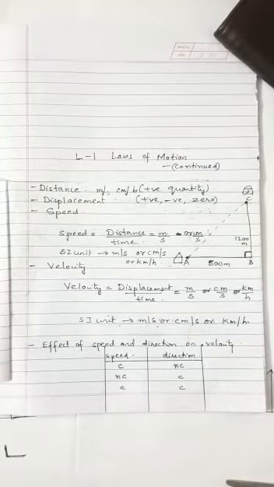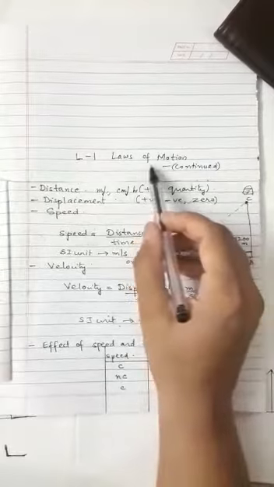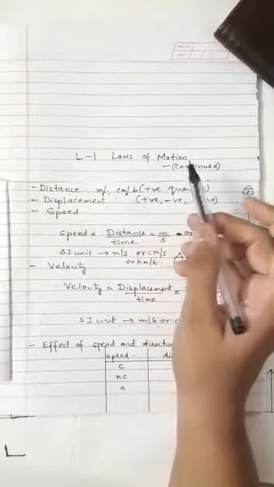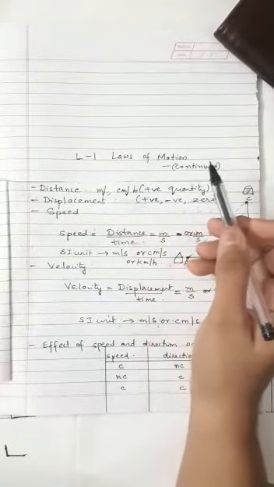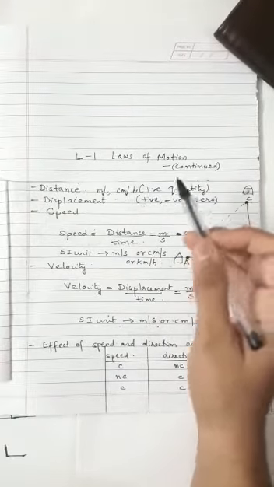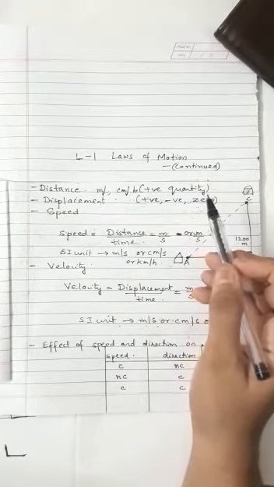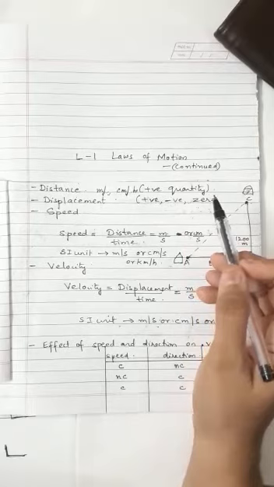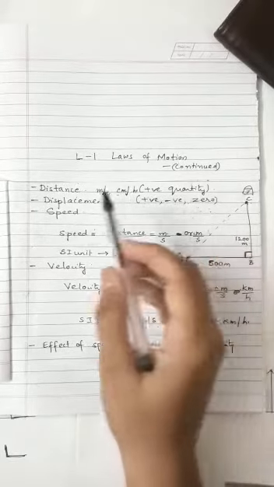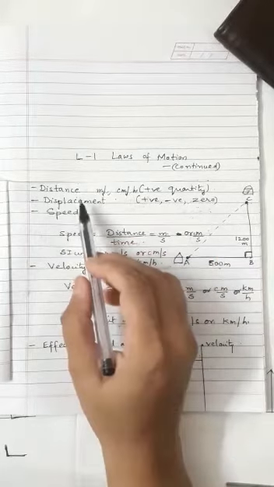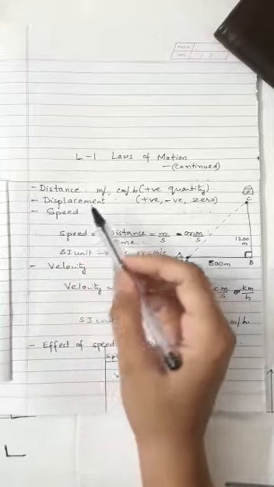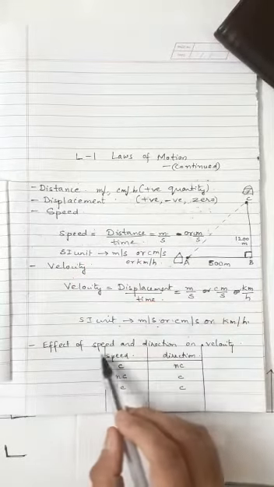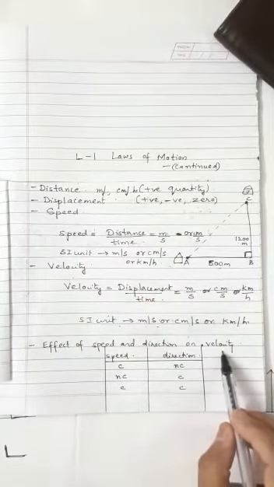Hello children, let us continue the chapter Laws of Motion. In the first lecture, we studied what motion was, how motion is a relative concept, and we also discussed scalars and vectors. Today, we'll study the quantities distance, displacement, speed, velocity, and the effect of speed and direction on velocity.